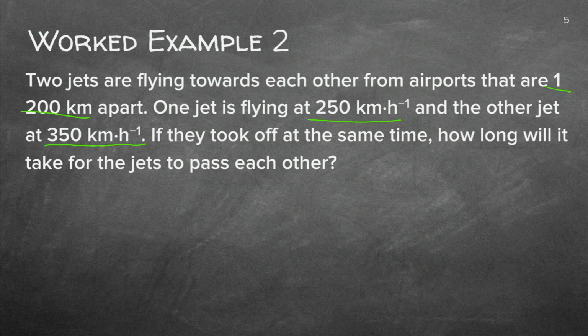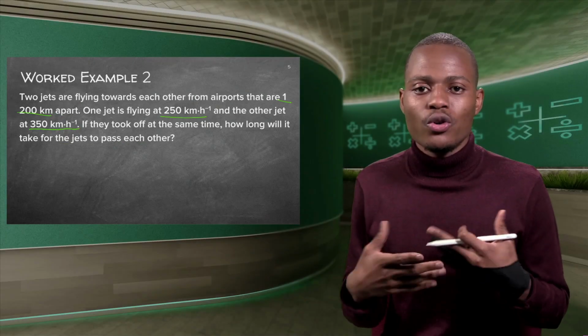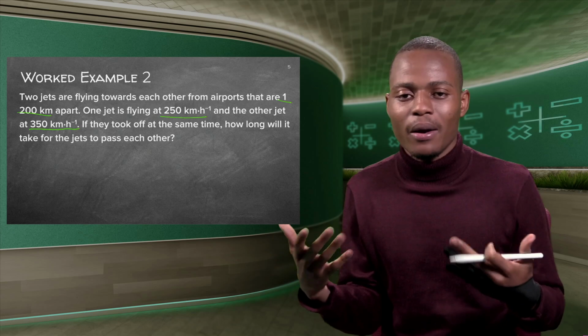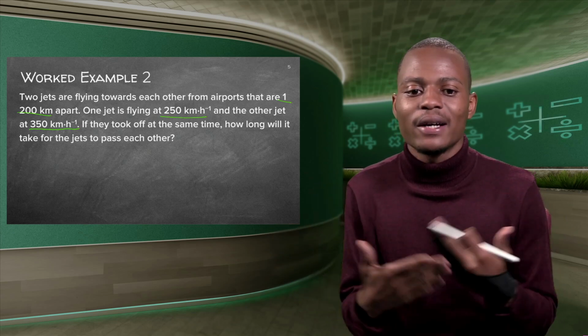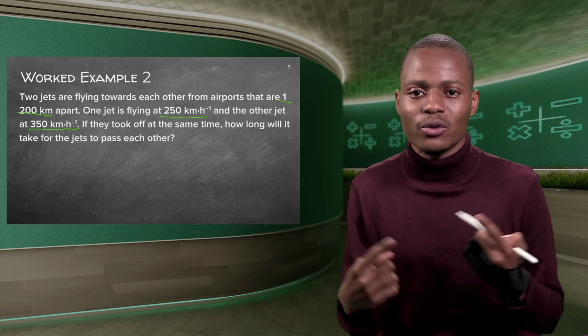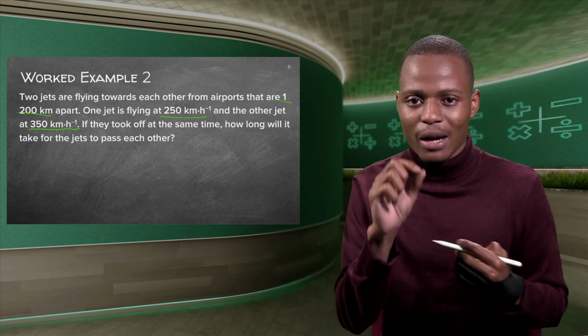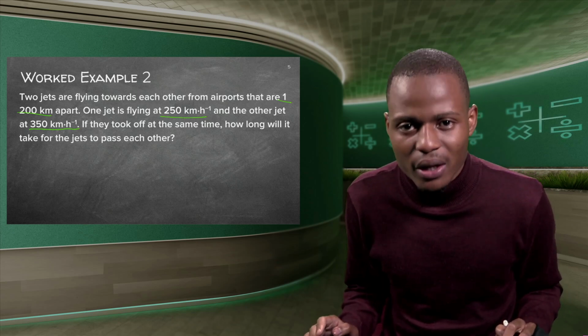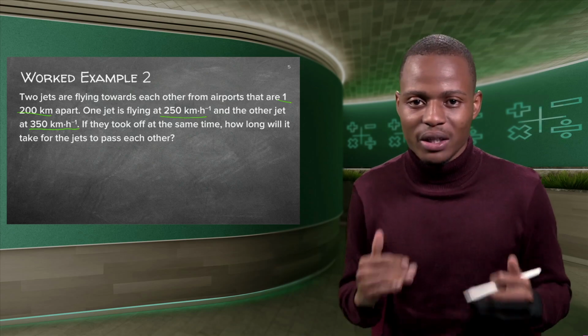If they took off at the same time, how long will it take for the jets to pass each other? So guys, this problem needs you to focus, because you are now dealing with 2 situations, two independent events that are happening, but we need to find that time, or how long will the jets pass one another. So when will they cross that point in time, we need to record it. So how long will it take for that event to occur? So now this is where we break down every detail that we know.